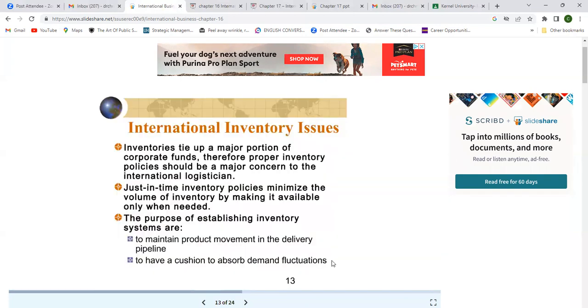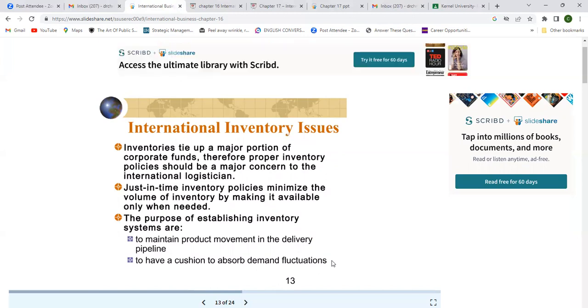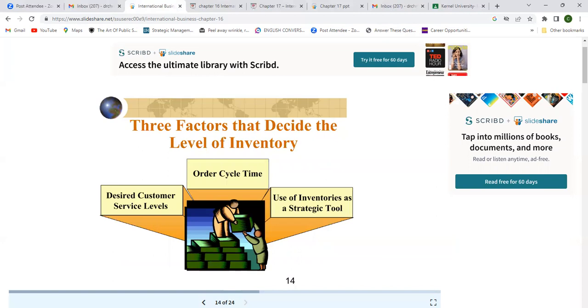International inventory issues. Inventories tie up a major portion of corporate funds. Therefore, proper inventory policies should be a major concern to international logisticians. Just-in-time inventory policies minimize the volume of inventory by making it available only when needed. The purpose of establishing inventory systems is to maintain product movement in the delivery pipeline and to have a cushion to absorb demand fluctuations. Three factors decide the level of inventory: desired customer service levels, order cycle time, and use of inventories as a strategic tool.